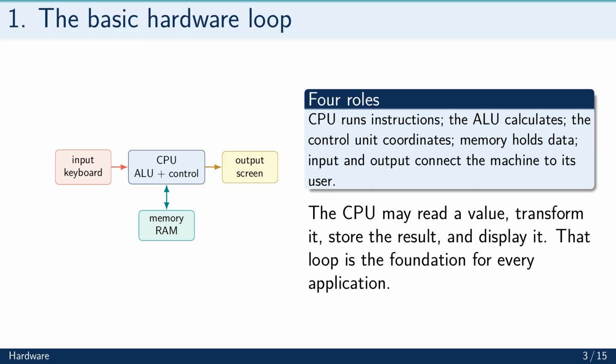When a user types a number, the value is placed in memory. The CPU reads it, performs an operation such as doubling it, stores the result, and sends that result to the screen. This simple pattern scales from a classroom exercise to a web browser or a scientific application. Programs are effective because they organize this movement of data and instructions.